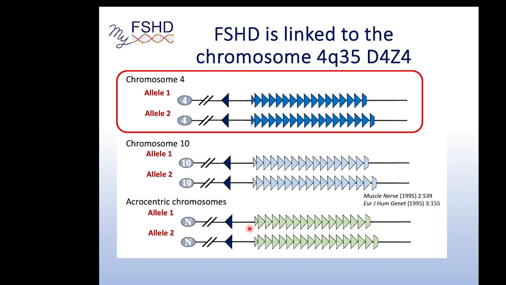There's also other D4Z4s present in the genome at the acrocentric chromosomes, and they're just kind of scattered throughout the genome. And these are maybe 70 or 80% identical. Now the key is, if you're thinking about doing FSHD diagnostics or even just FSHD sequence-based research, you have to make sure that you're studying the right repeat, you're measuring the right repeat, and you're looking at the right repeat, because FSHD is linked to chromosome 4, not 10, and not to these other ones. So it can get somewhat complicated.